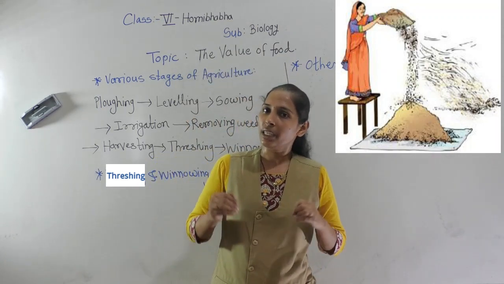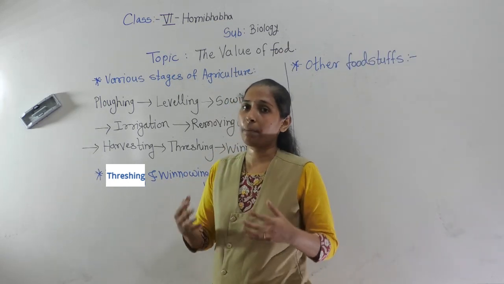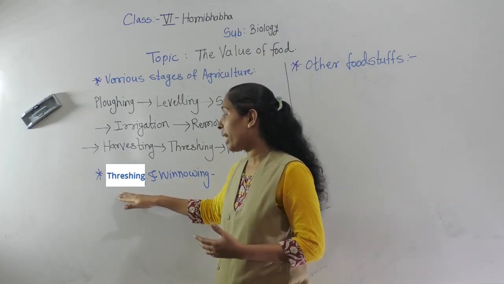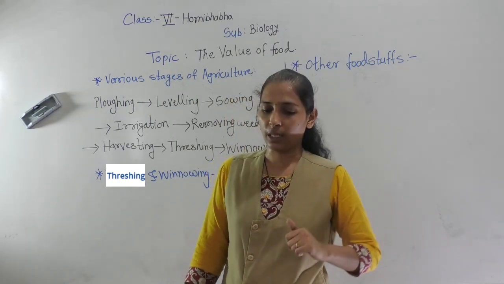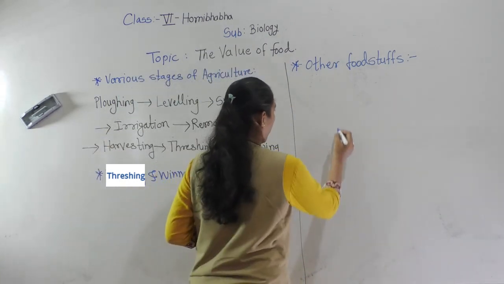Okay, clean grains. So in this way, threshing and winnowing can happen manually also. This threshing can happen with animals also. So let's see how threshing happens with animals. So for that, what happens?